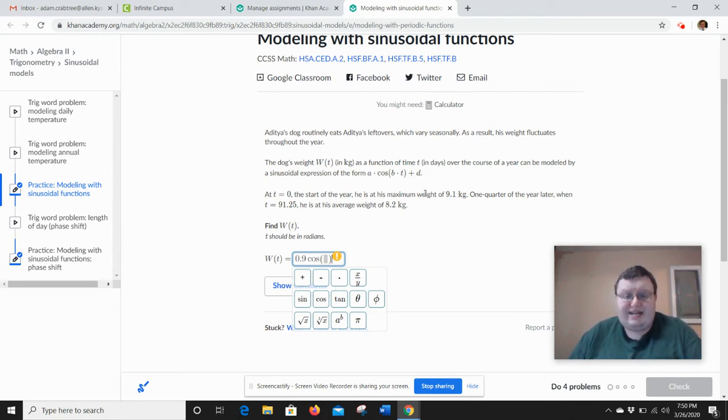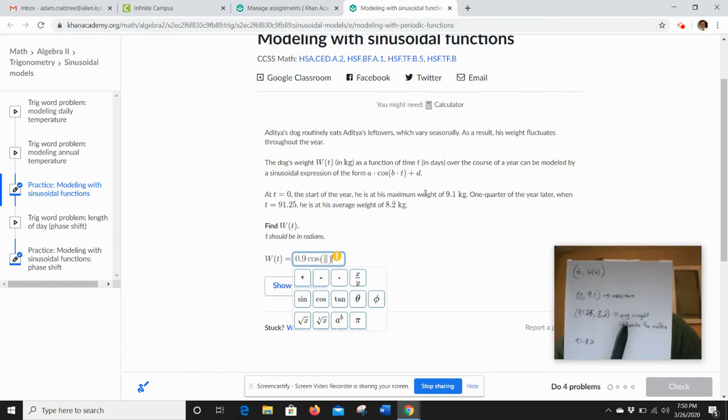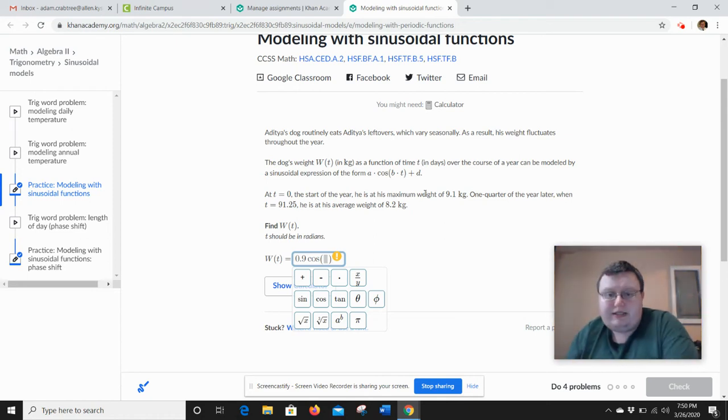So we've got to figure out what d is. Well, that's how much it's been translated. Remember, the normal, default midline is y equals 0. This has been moved though, because it's not there. The midline for this function is the y coordinate of that point right there, 8.2. That's the midline. So this thing's been shifted up 8.2.